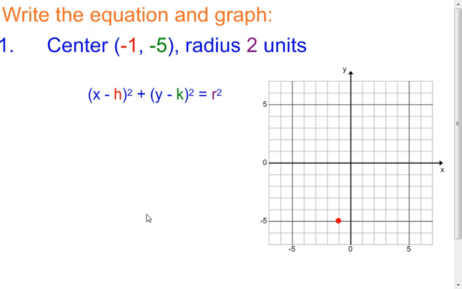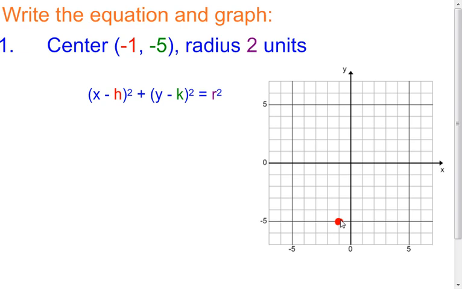All right, so we're going to start out by just making an equation, first of all, for the information that we have regarding this circle, and then, of course, being able to graph it. So I am actually going to start out graphing it. My center is at (-1, -5), so here it is right here. I've already graphed it for you, and then your radius is 2 units.